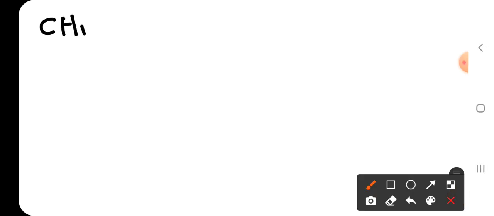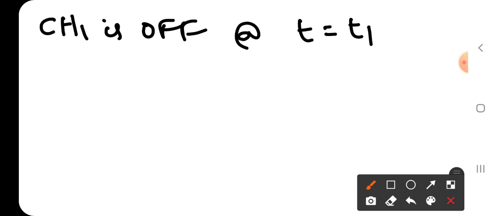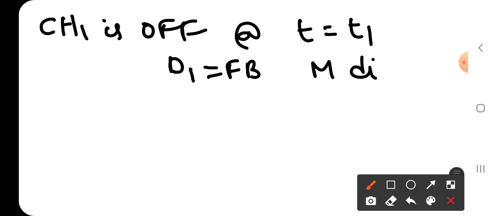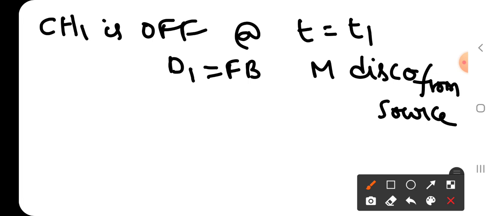When it is off, at instant t equal to t1, D1 will be forward biased. Thus when D1 is forward biased, how will the current flow? The motor is disconnected from the source. Therefore the circuit is like this.